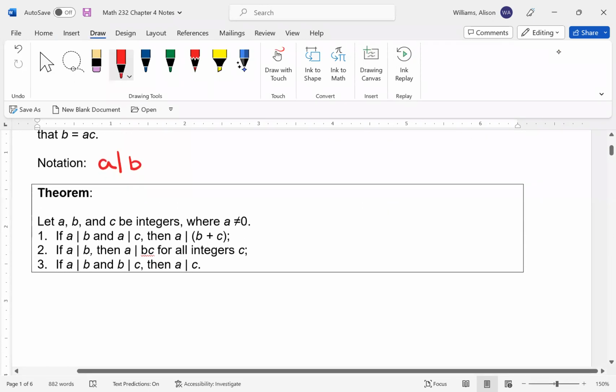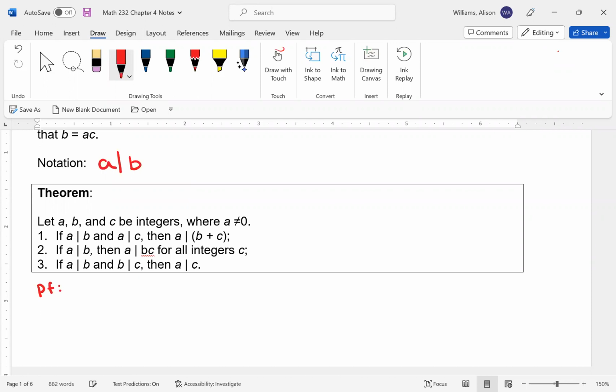First, let's introduce a theorem that uses the notation. Let's say a, b, and c are integers. If a divides b and a divides c, then a divides b plus c. If a divides b, then a divides bc for all integers c, meaning if you multiply b by something, a will still divide into it. If a divides b and b divides c, then a will divide c. We're going to prove this. I'm going to prove the first one and the third one.